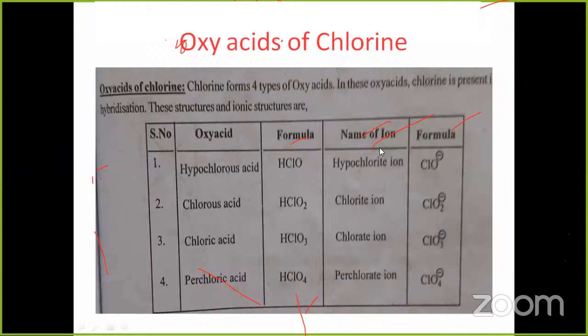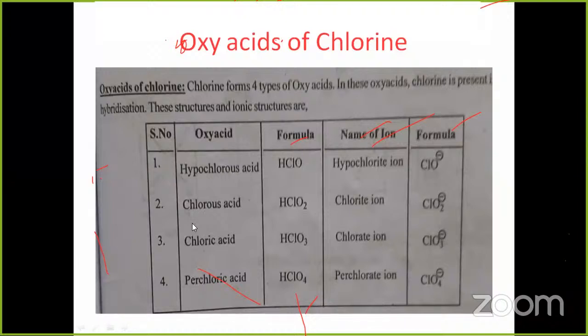The corresponding anion names: after removal of H plus, the negative part ClO minus is called the hypochlorite ion. ClO2 minus is called the chlorite ion. ClO3 minus is called the chlorate ion. And ClO4 minus is called the perchlorate ion, which comes from perchloric acid after removal of H plus. Because these are all acids, all donate H plus ions. After donating H plus, they give the corresponding anions: hypochlorite, chlorite, chlorate, perchlorate.